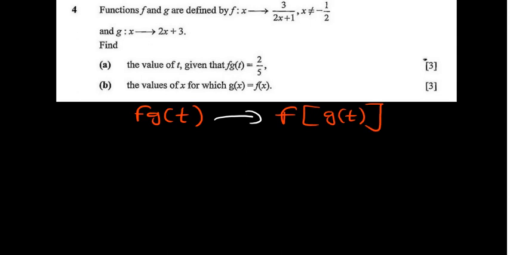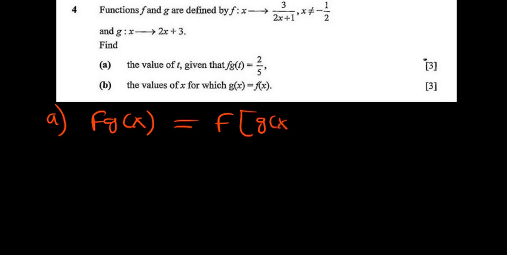Now question 1 says find the value of t given that f of g of t is 2 over 5. Okay, so we'll start with the first one. F of g of t, what does this mean? The function you're focusing on is function f, and then you have another function inside which is g of t, of course. Before we plug in t, let's first find f of g of x itself.